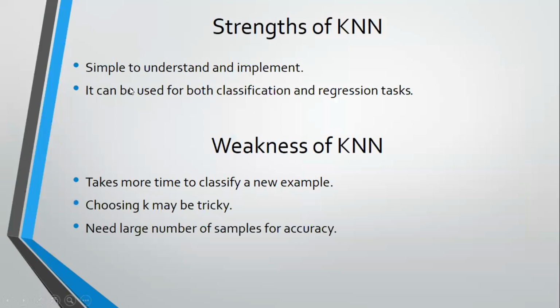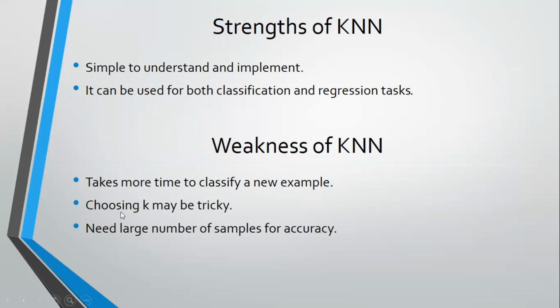The strength of KNN is that it is very easy to understand and very easy to implement. Also, one algorithm can be applied for both classification as well as regression. That is why, for simple problems, we can use KNN. But the weakness of the algorithm is that it takes more time to classify new examples, since we are not training anything. That is why it is non-parametric. We just apply the data set directly into the algorithm.